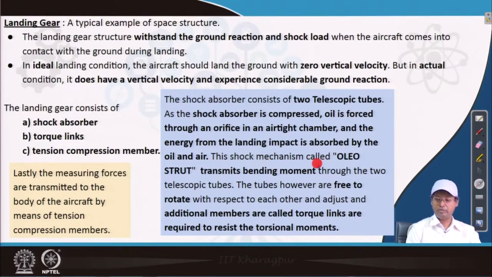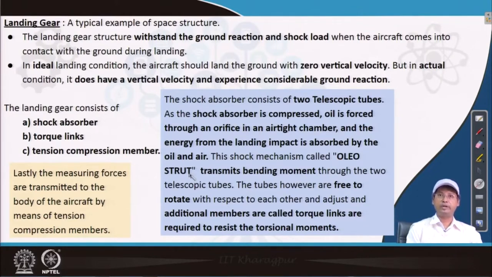This shock mechanism is called oleostrut. It transmits bending moments through the two telescopic tubes. The tubes, however, are free to rotate with respect to each other, and additional members, called torque links, are required to resist the torsional moments. So, this is all about the oleostrut member.